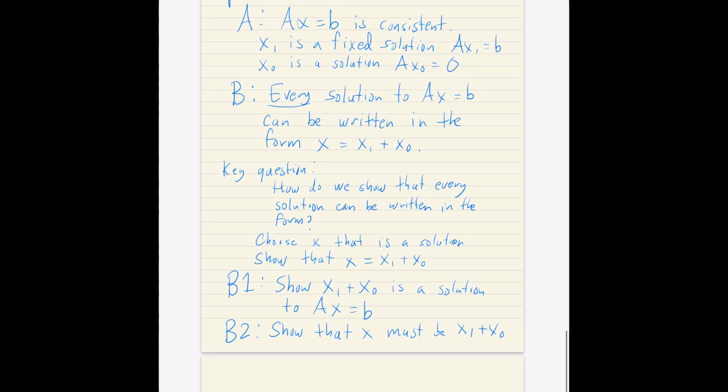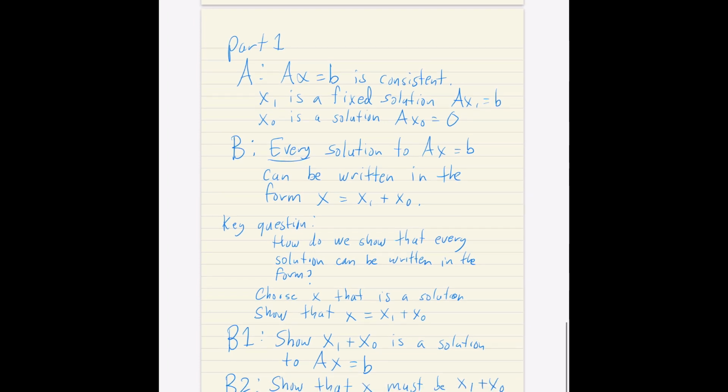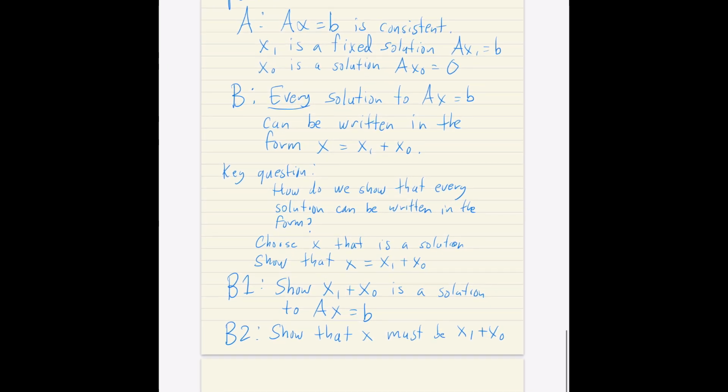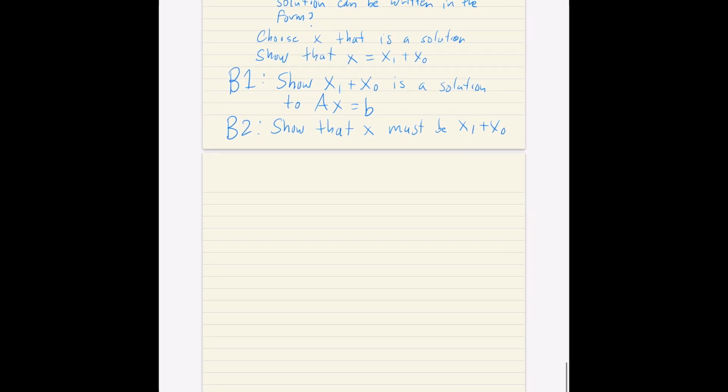So we know up here that Ax equals b is consistent, and we know two solutions. So we'll use those facts to have those two solutions. And then from there, we'll create a new solution. We'll assume we have a third solution. And then we should match up with B2 at that point. Show that the solution we get must be x1 plus x0. So here's statement A1.